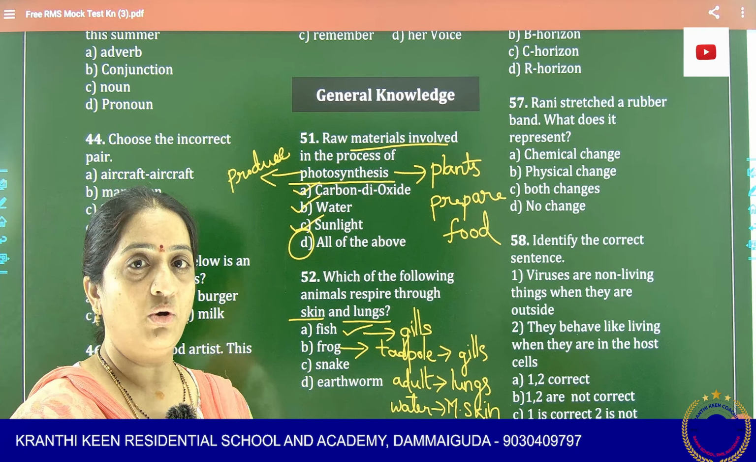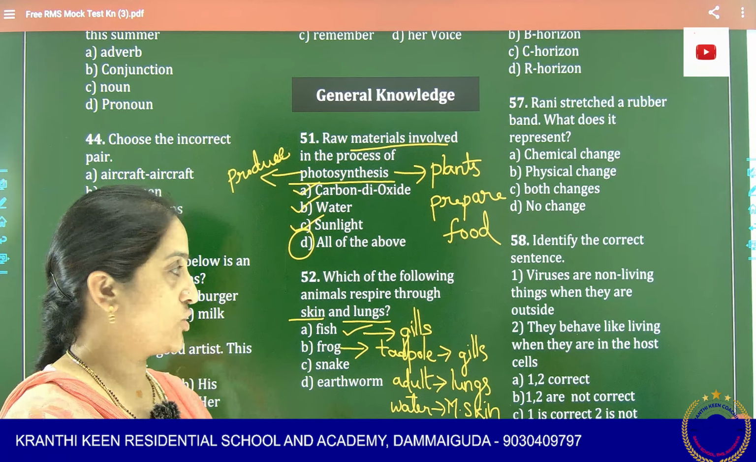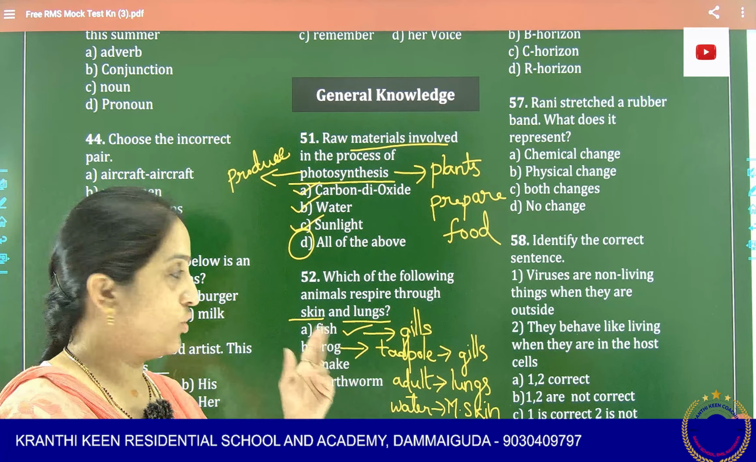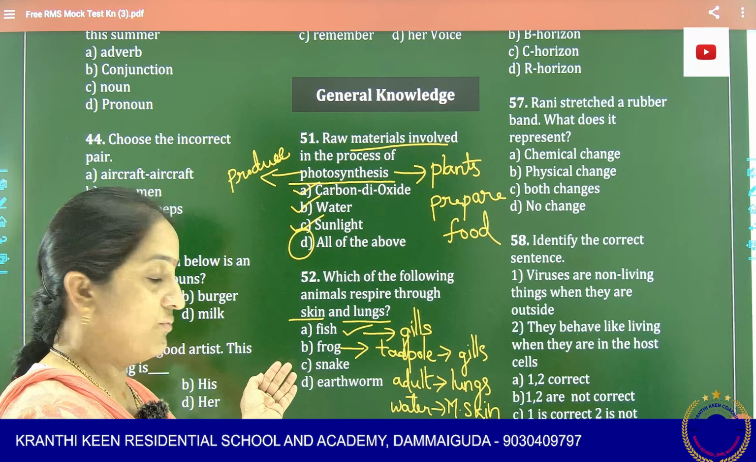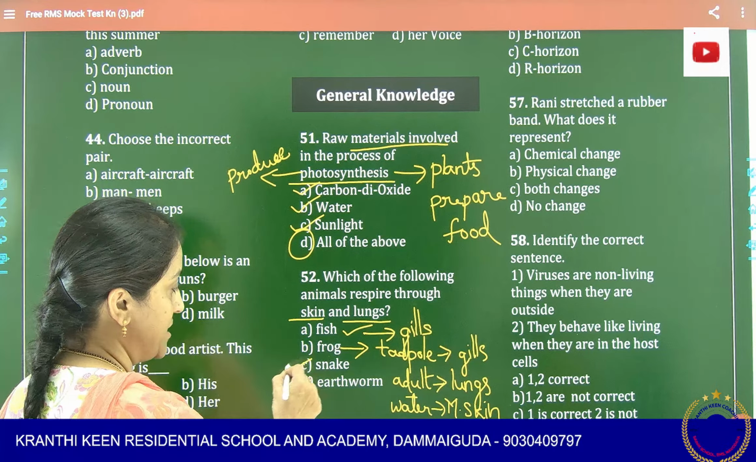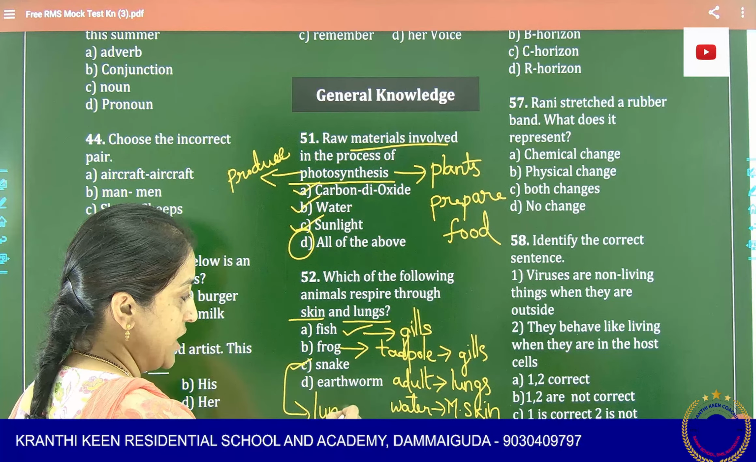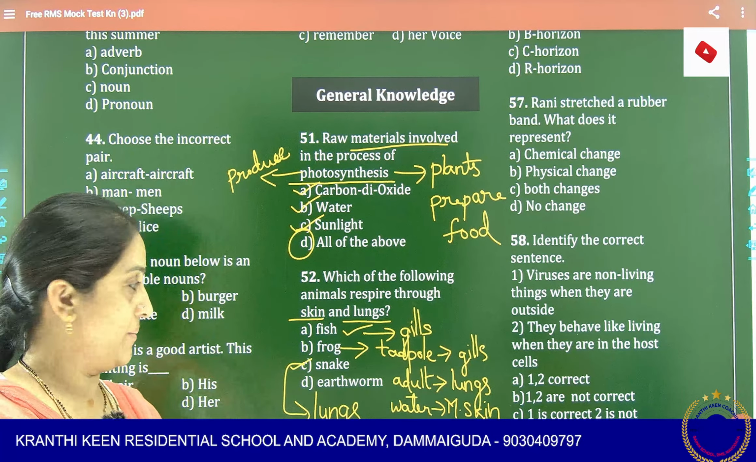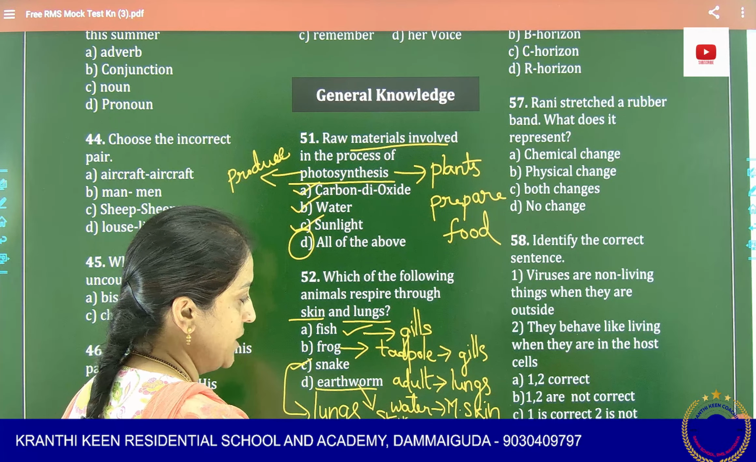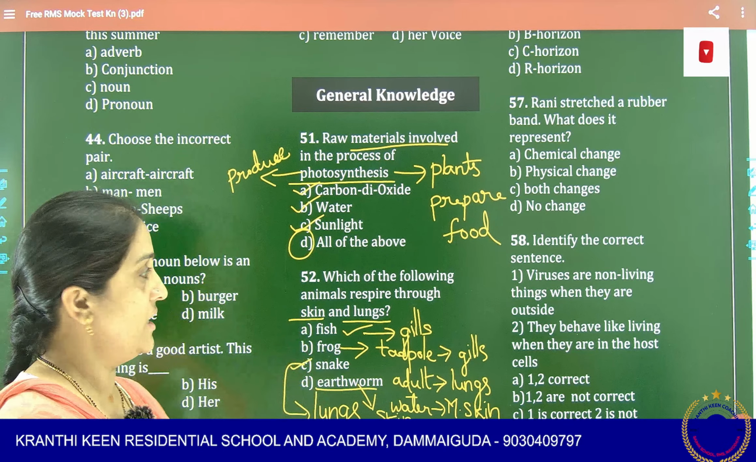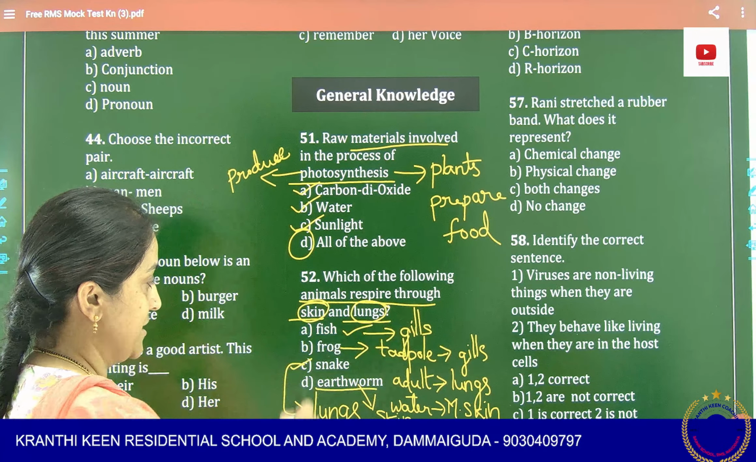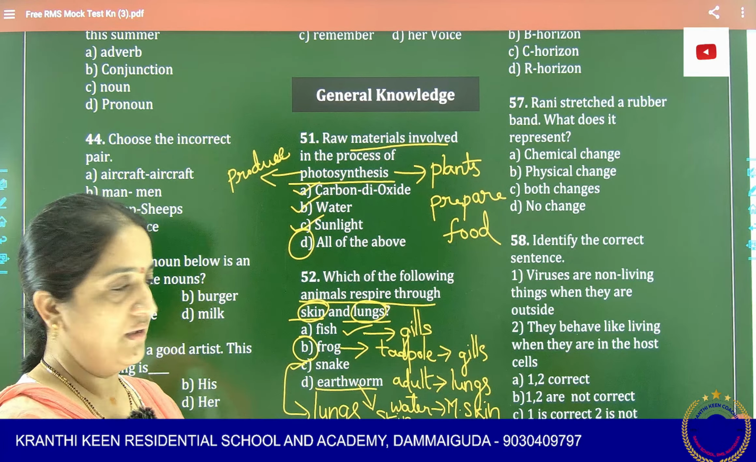That is how children will every time go wrong with such questions. Once they find the answer, they will simply bubble the option. But though we got the answer, we need to have a look at the other two options also. Snake, it respires through lungs. Okay, so a snake has one functional lung. Whereas earthworm, it respires through skin. So what is the question they are asking? The animals that respire through skin and lungs. So the right answer is option B. Frog is the right answer.